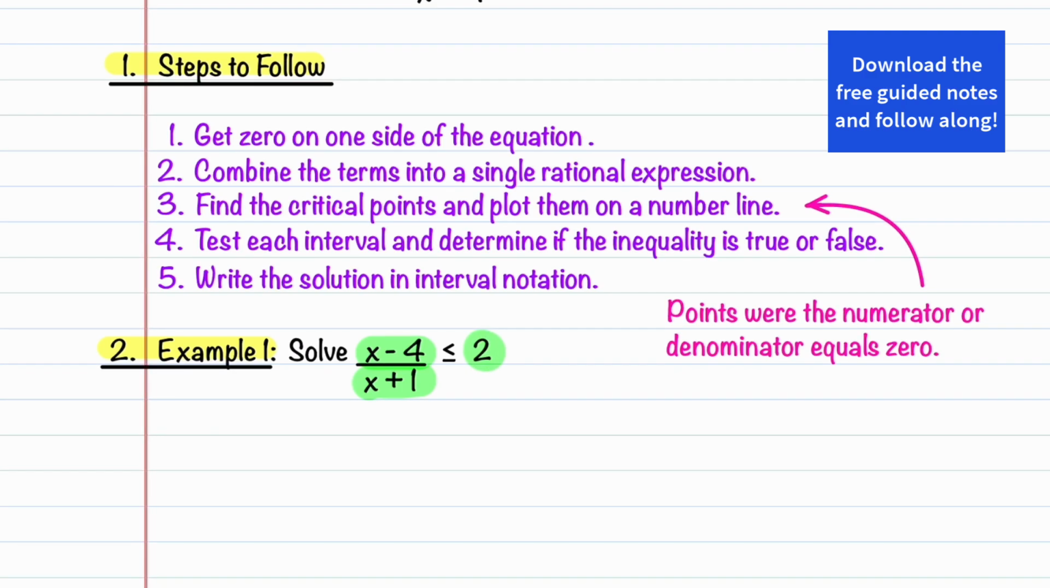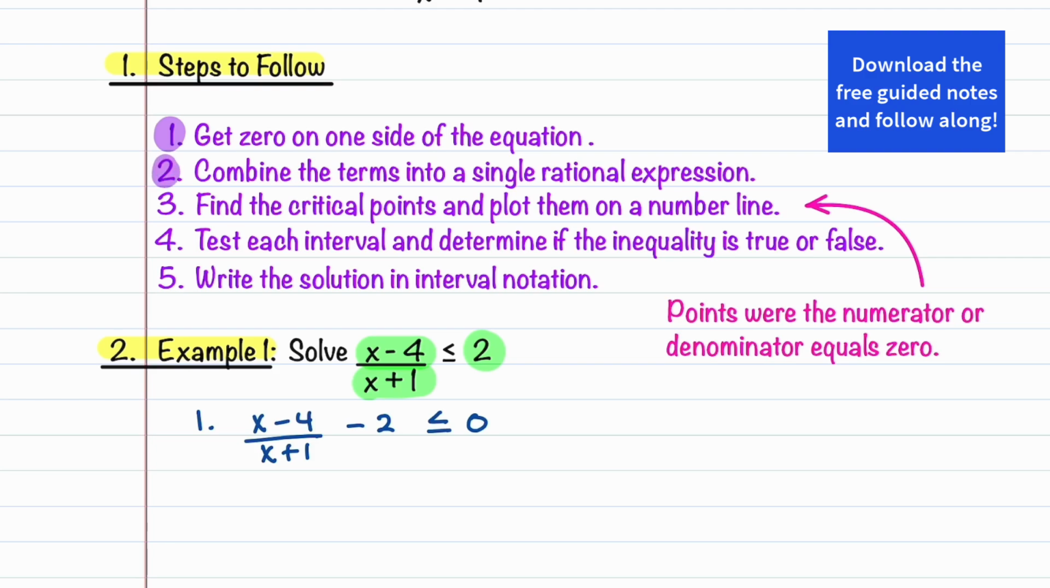The first step in solving a rational inequality is to get 0 on one side of the equation. To do that, we're going to take the 2 that's on the right-hand side and move it to the left-hand side. So this becomes (x - 4)/(x + 1) - 2 is less than or equal to 0.